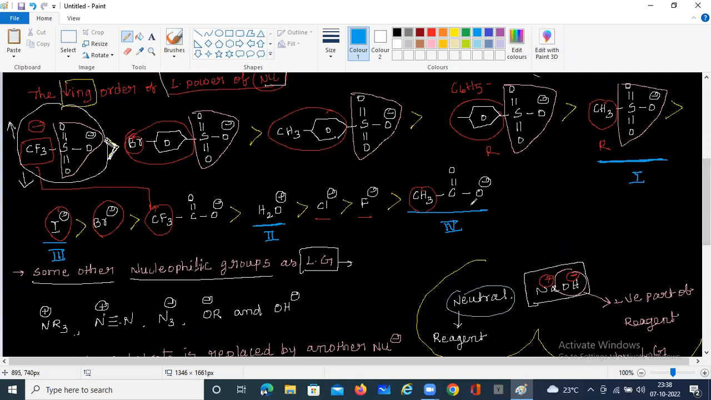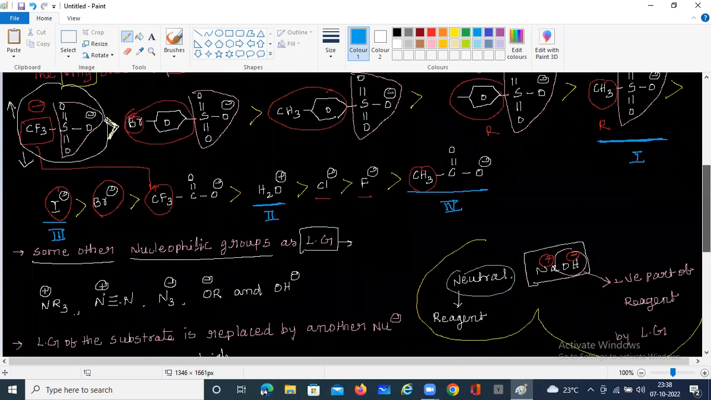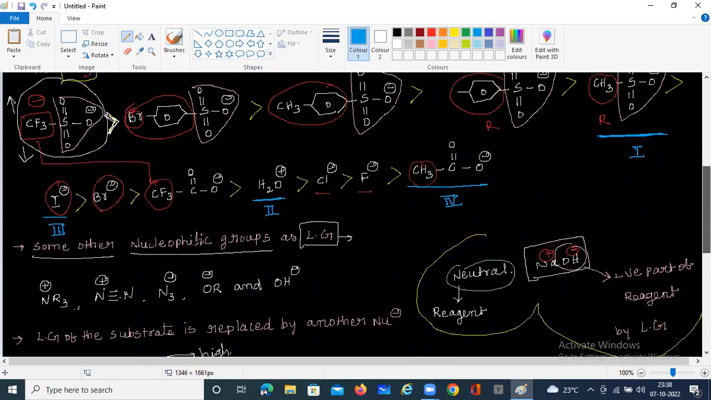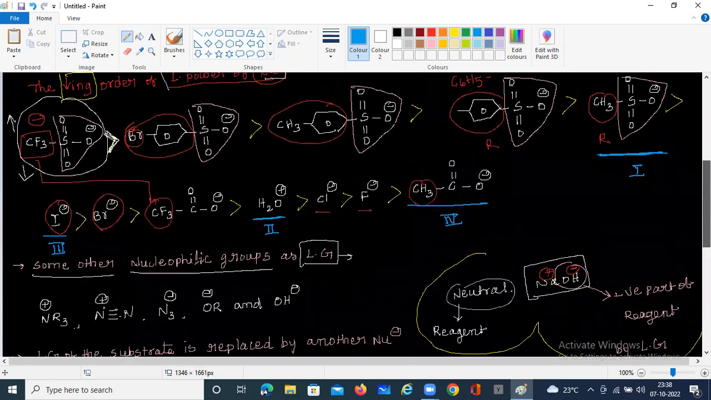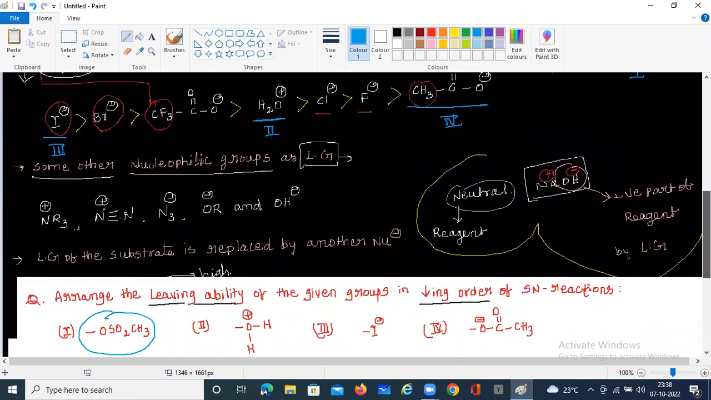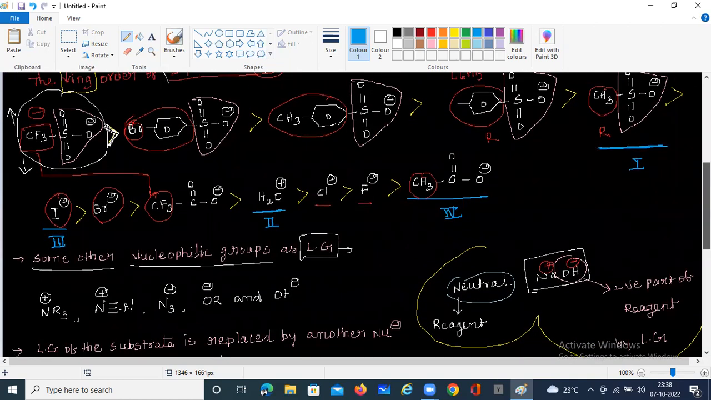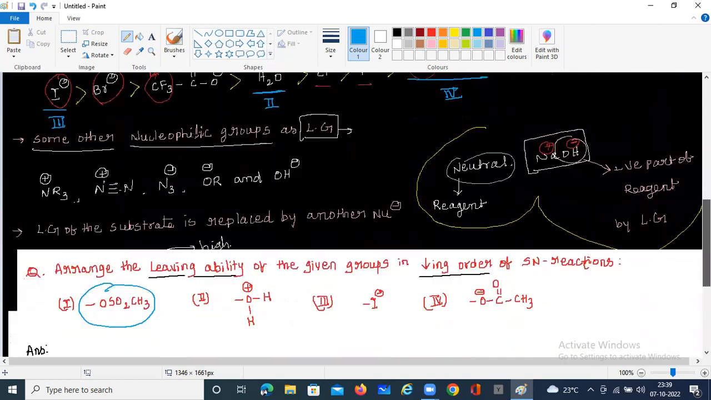Now what is the order? What is asked is the decreasing order for the SN reaction. Let me see once again, guess and write the answer. Now I am going to write the answer. Once again I am going to show you clearly. If you want, just pause the video and try to write it down by yourself.